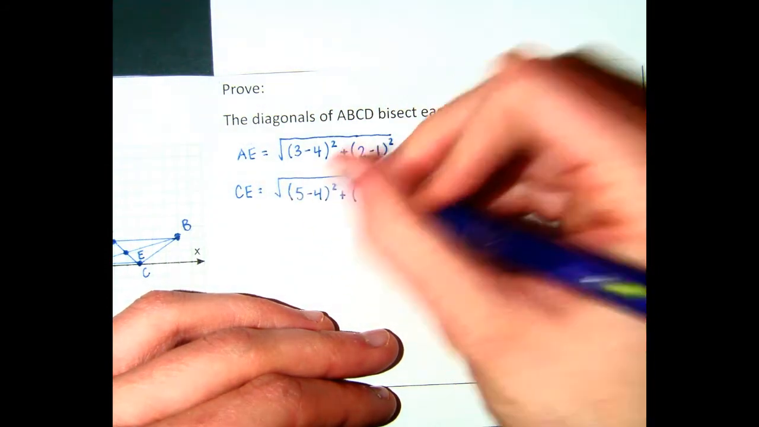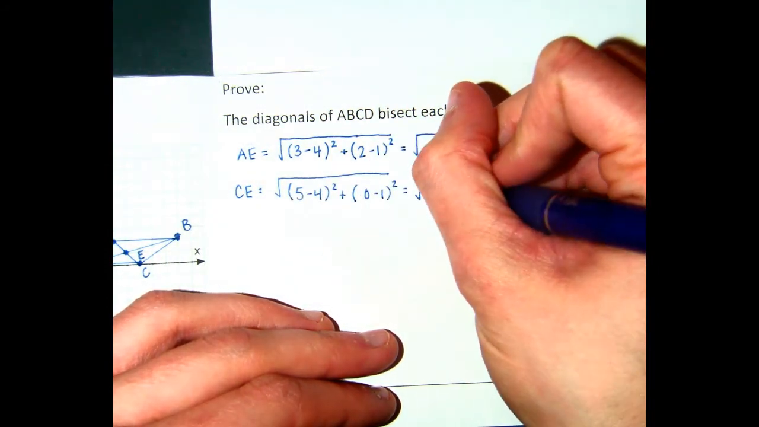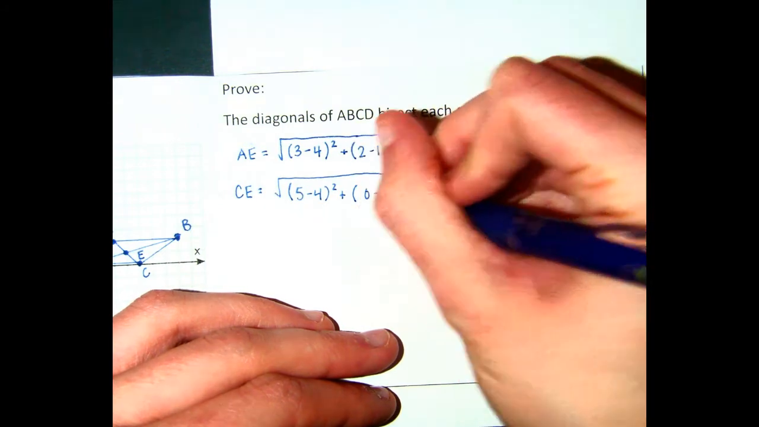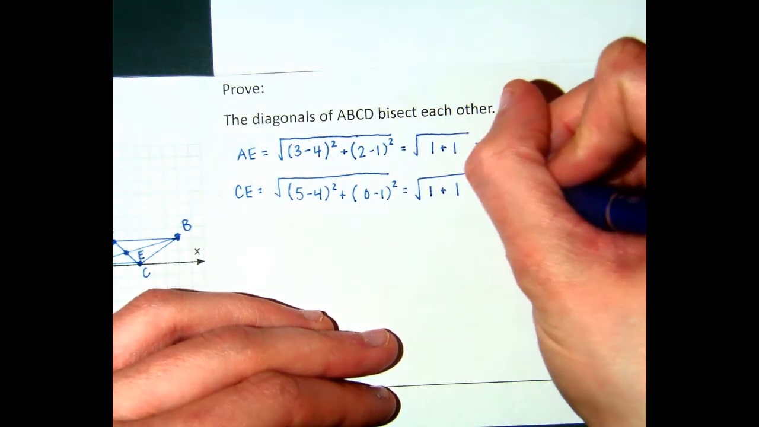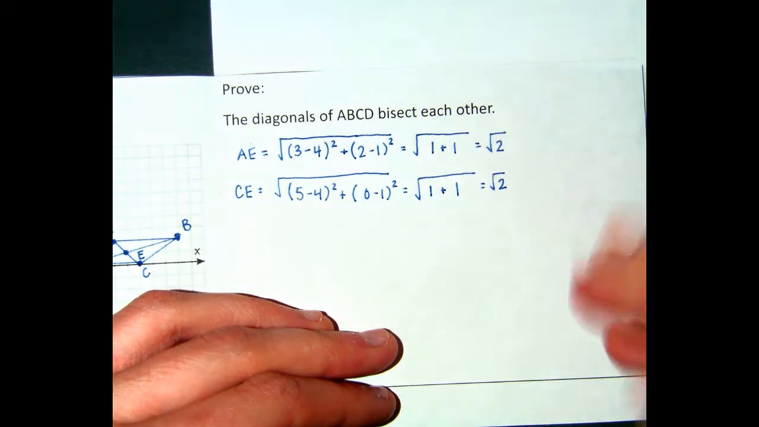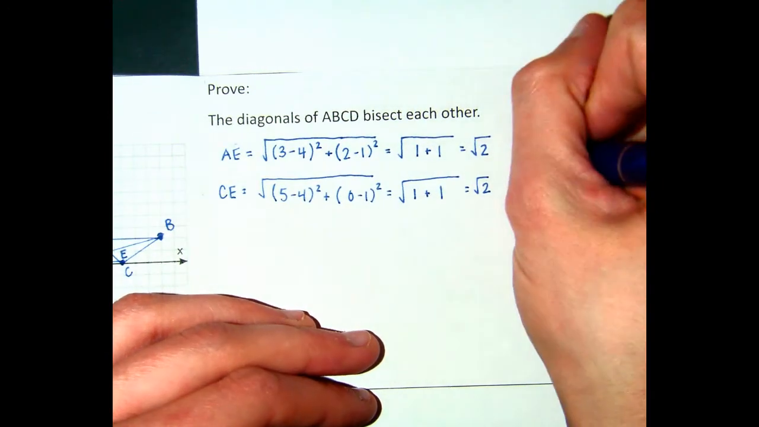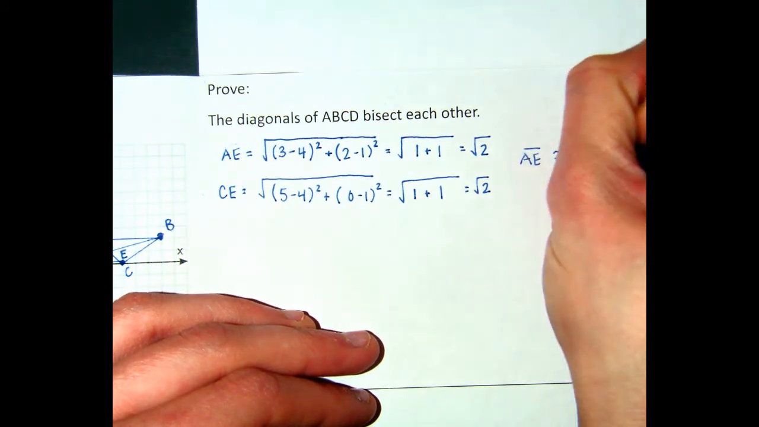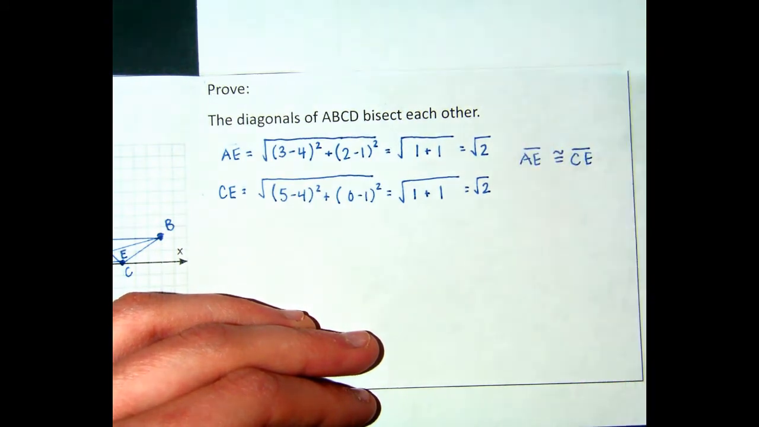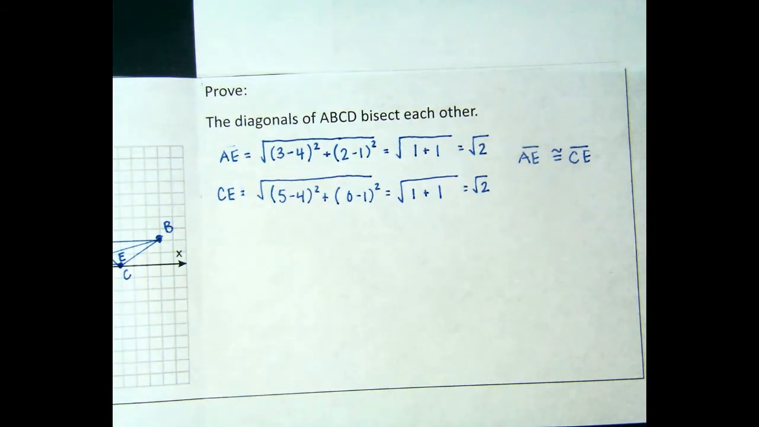CE, 5 minus 4 is 1, and 1 squared is 1. 0 minus 1 is negative 1. Negative 1 squared is 1. So CE is also square root of 2. Which means AE is in fact congruent to CE. This also means that E bisects AC. So that helps us.